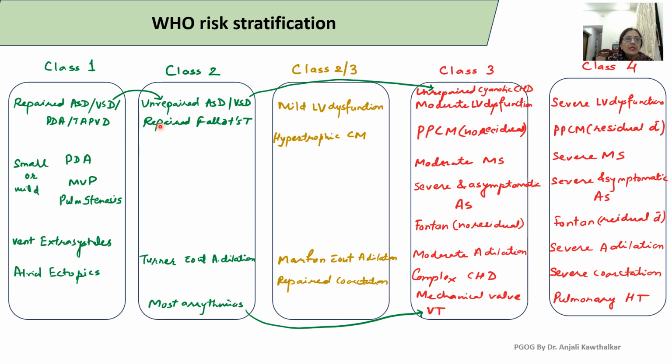Class 1, class 2 also we can remember horizontally, and this class 2/3, class 3 and class 4 also we can remember like this horizontally. Here we have Turner without aortic dilatation for class 2. Here we have Marfan without aortic dilation in class 2/3, and repaired coarctation comes to class 2/3. Whereas if it is unrepaired and severe coarctation, that will go to class 4.